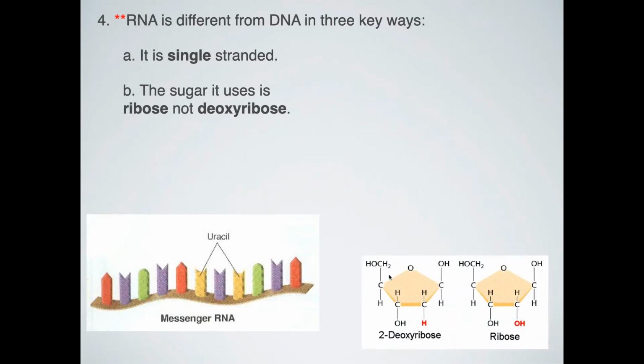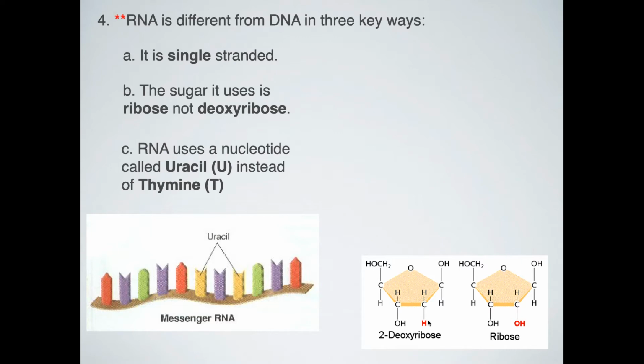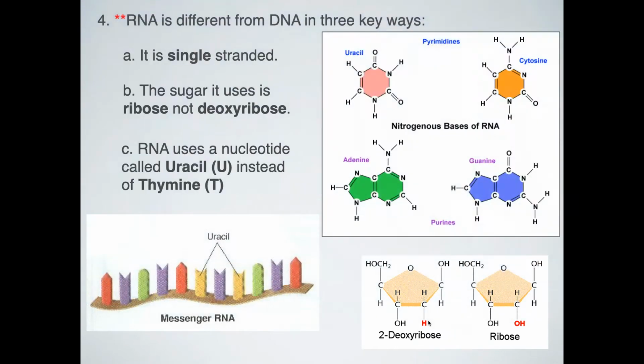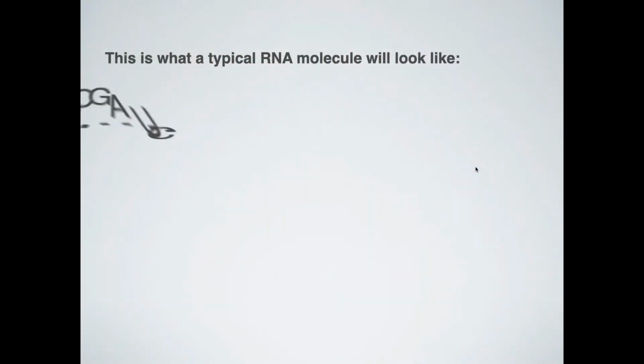Now, they're very similar to one another. Deoxyribose has this little OH group here. Deoxyribose does not. And the most important one is RNA uses a nucleotide called uracil instead of thymine. So instead of ATCG, we have AUCG for RNA. And so this is what a typical RNA molecule looks like.